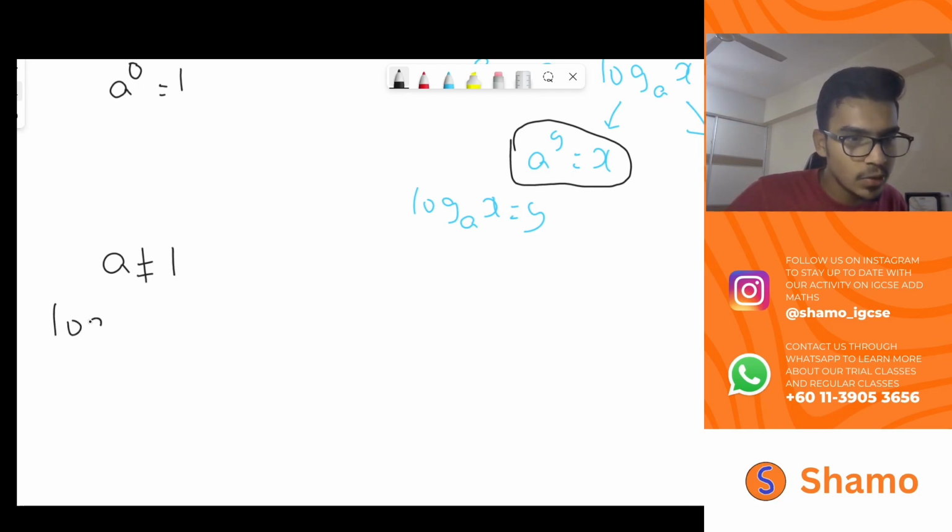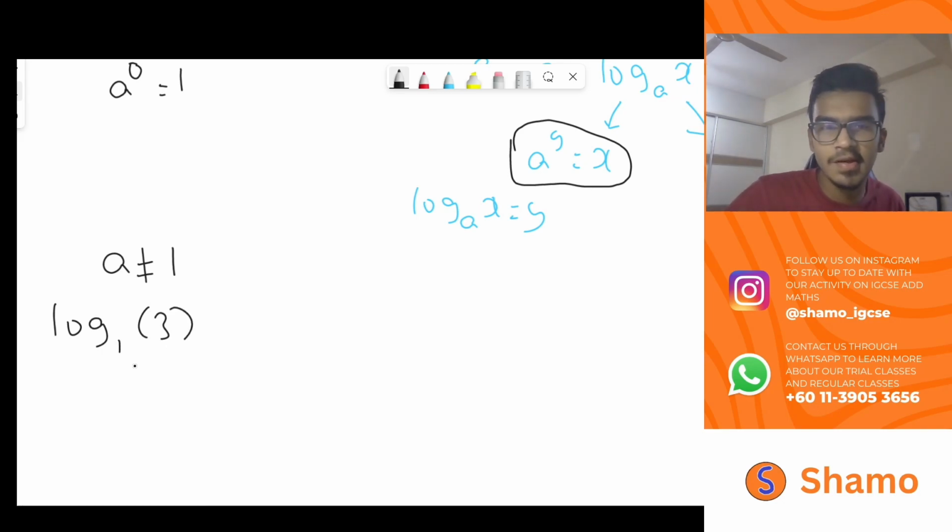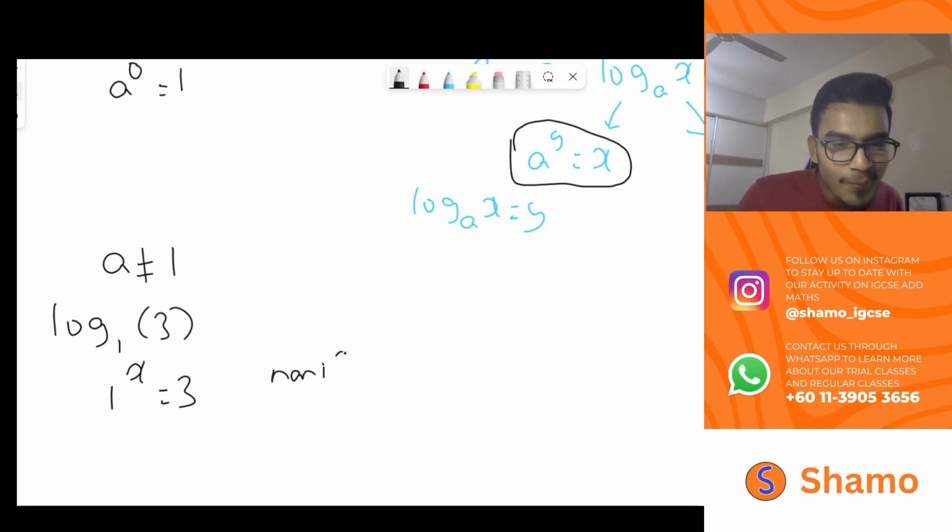Suppose you have log base 1 of 3. The argument is 3. What does this mean? 1 to the power what gives us 3? 1 to the power x gives us 3. Now what? 1 to the power x equals 3? That's not possible, right? Because 1 to the power anything is always 1. So 1 to the power x equal to 3 is just not possible.